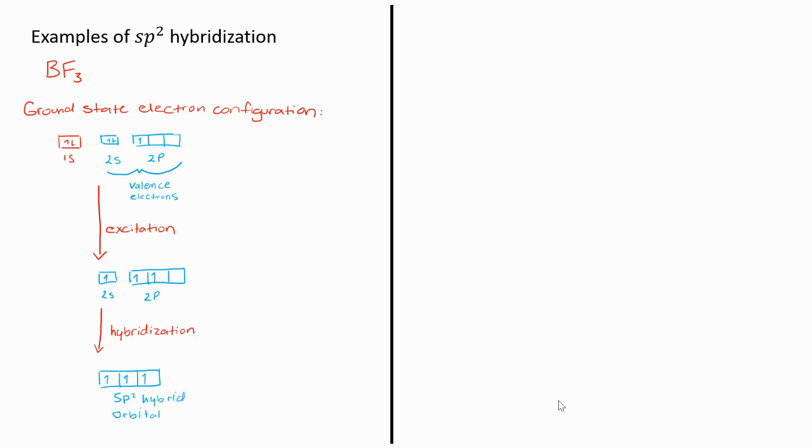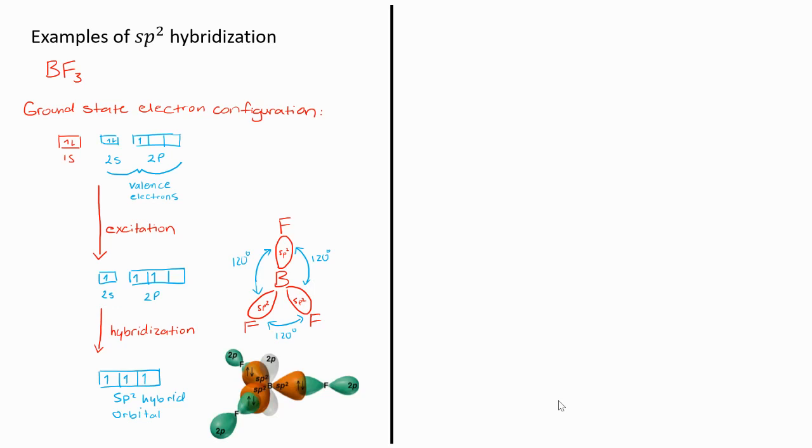Hybridization occurs, and we end up with 3 sp2 hybrid orbitals. When bonding, we get this shape here with 120-degree bond angles, and this is the trigonal planar shape.